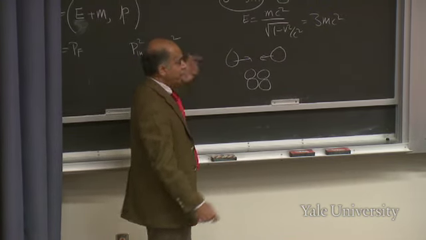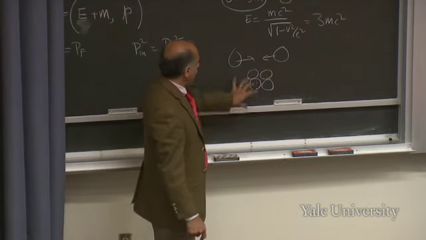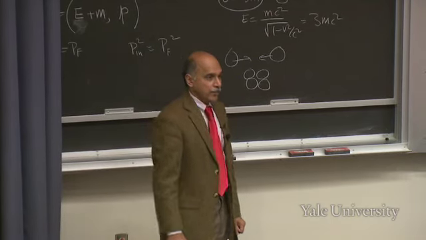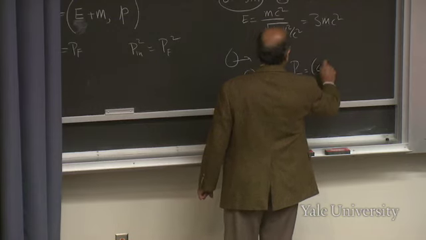That's not the lab frame. That's a frame in which they're moving in opposite directions. But what's the total momentum in this frame? Total momentum in this frame, P total, is 4m, 0.